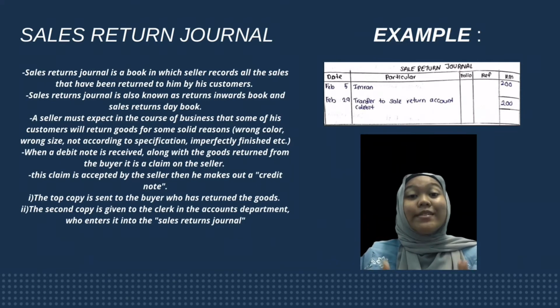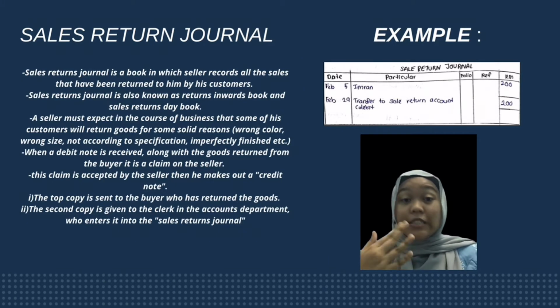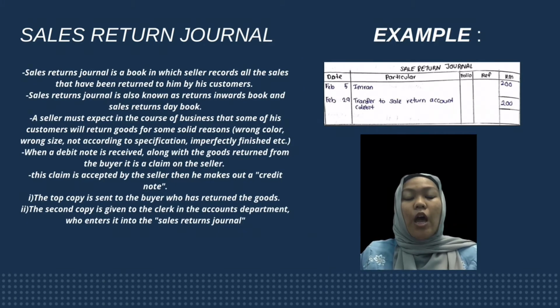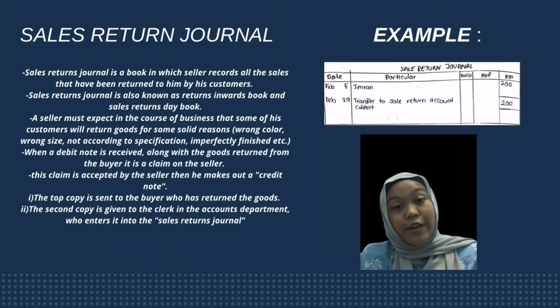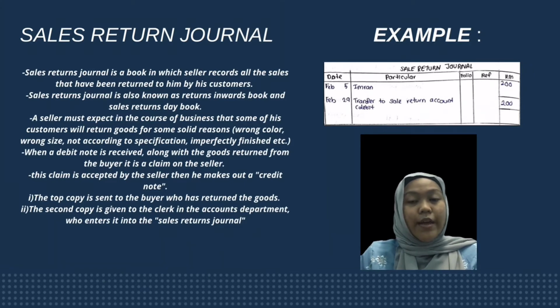A seller must expect in the course of business that some of his customers will return goods for some valid reason. When a debit note is received along with the goods returned from the buyer, it is a claim on the seller. If this claim is accepted by the seller, then he makes out a credit note in duplicate.